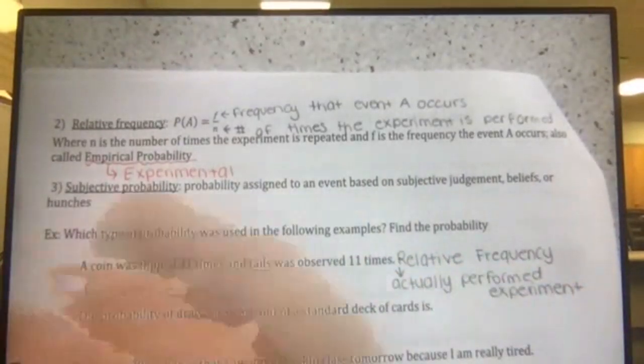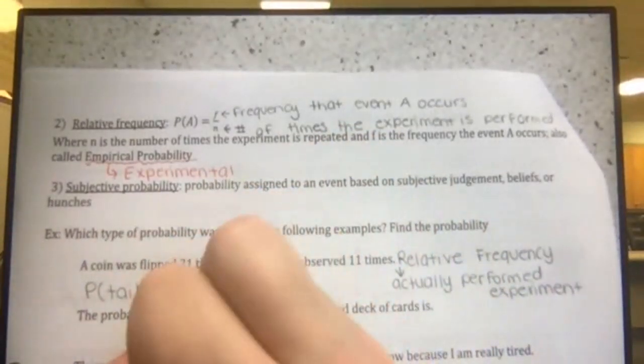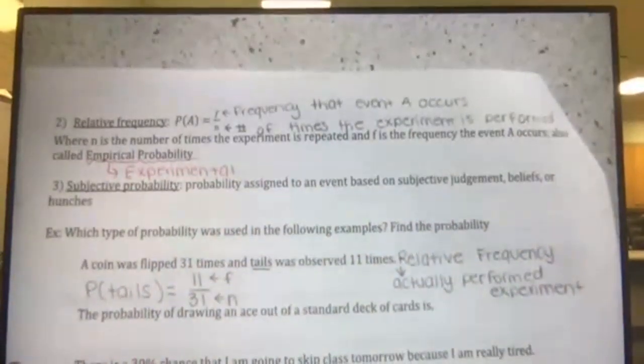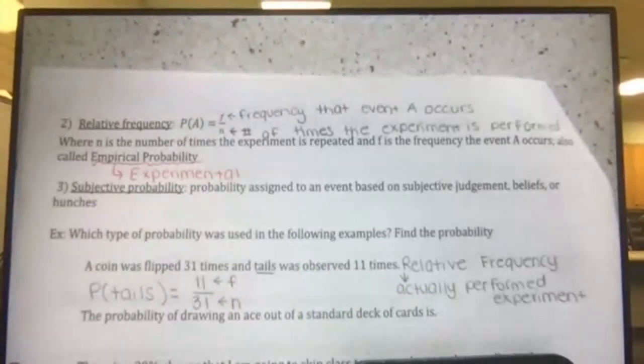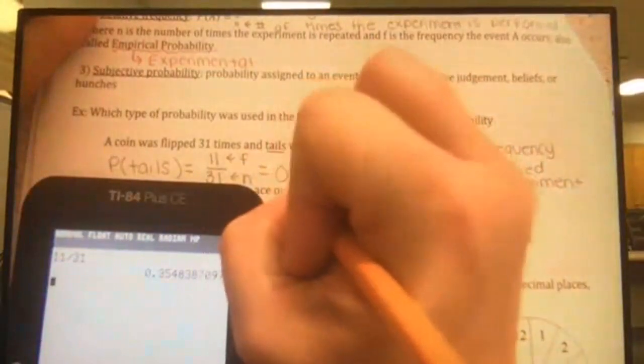It told me it landed on tails 11 times, so 11 times is my frequency out of 31 times total. So 31 is my N. In my calculator, 11 divided by 31 would give me 0.354, so that will round to 0.3.